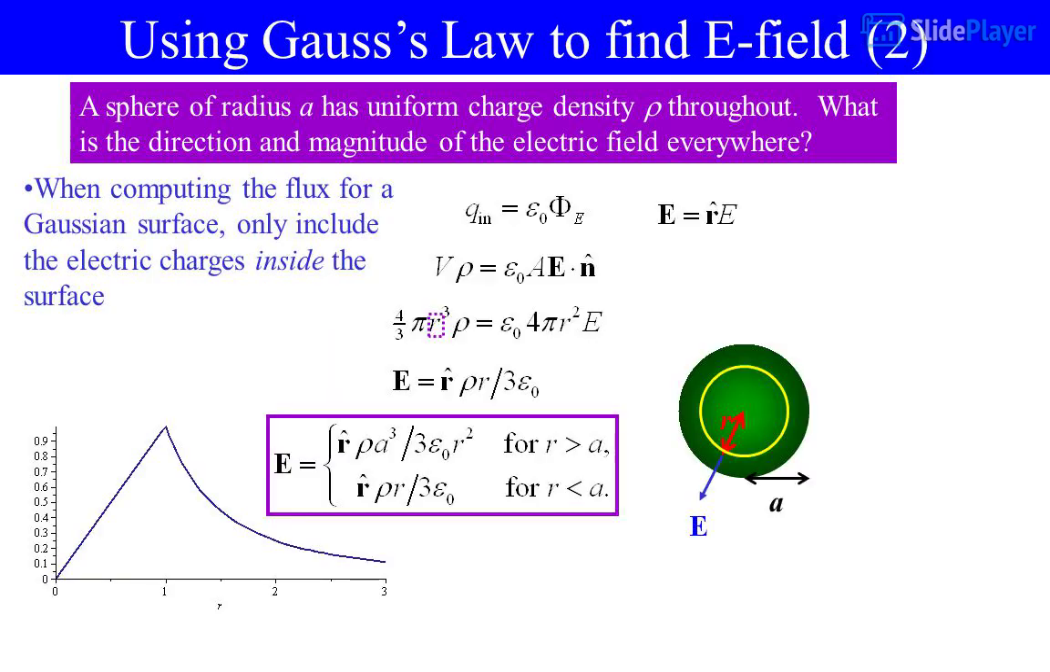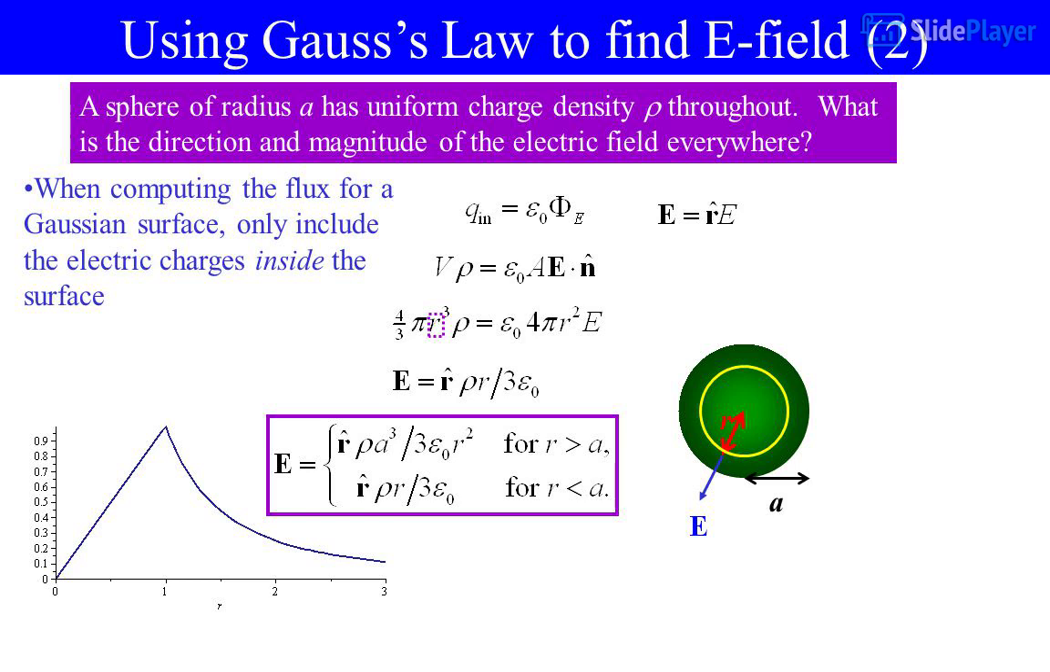Using Gauss's law to find E field, part 2. A sphere of radius a has uniform charge density throughout. What is the direction and magnitude of the electric field everywhere? When computing the flux for a Gaussian surface, only include the electric charges inside the surface.